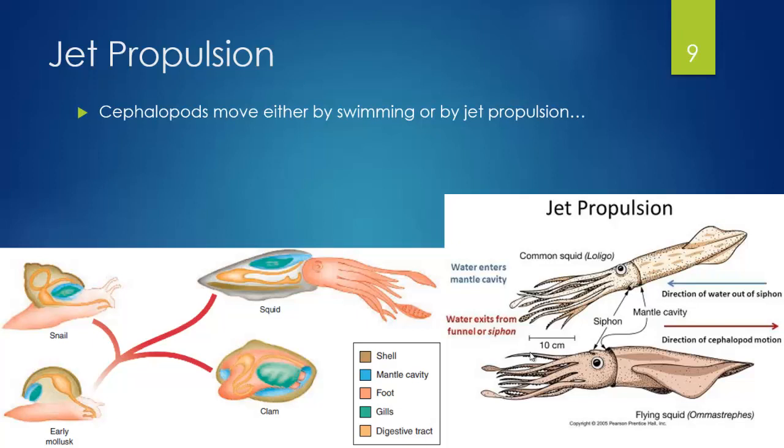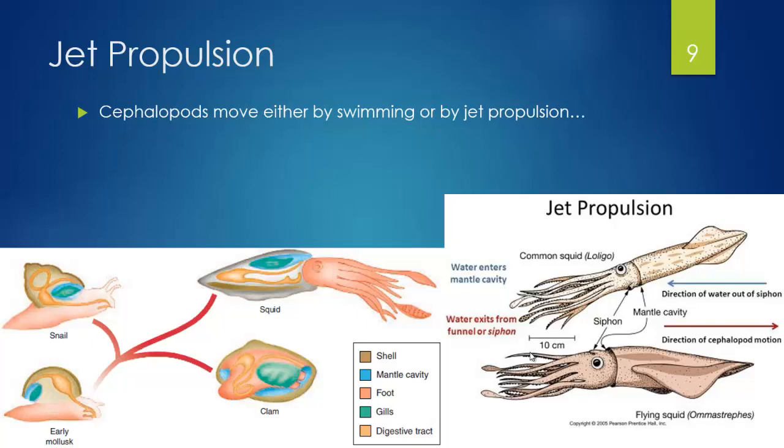I skipped over the shells a little bit because I just wanted to show you how the shell is related to the jet propulsion and the rest of it. So the ink, jet propulsion aspect, and shell component are all internal for most cephalopods. You can see on the left there a snail, and on the bottom of that same picture, an early mollusk, and then on the right of it a clam, which is a bivalve. So those are all three different offshoots evolutionarily of mollusks.